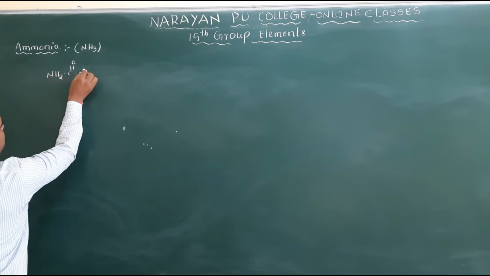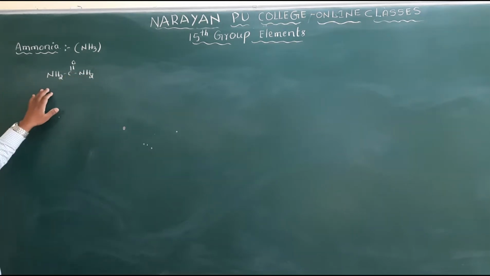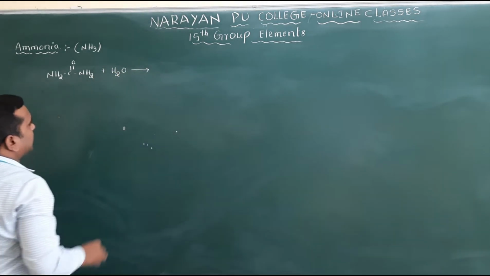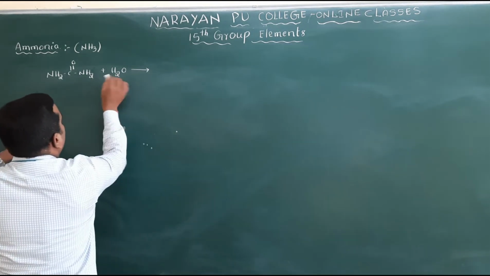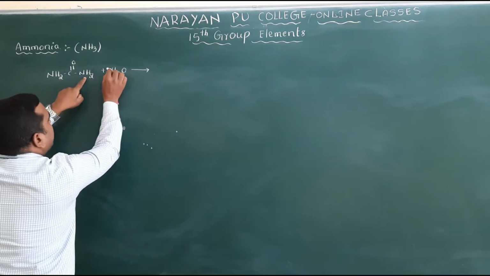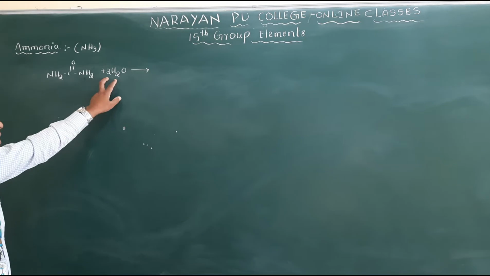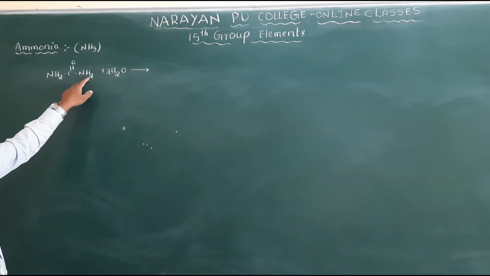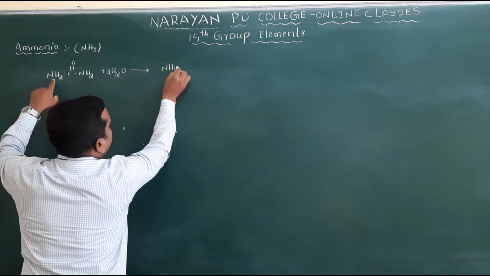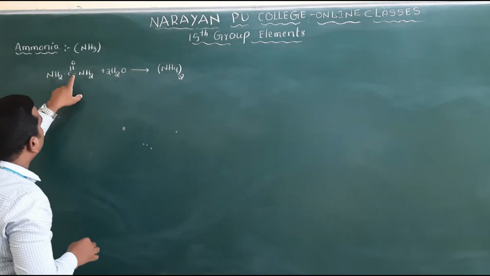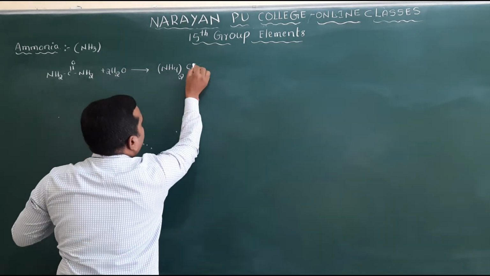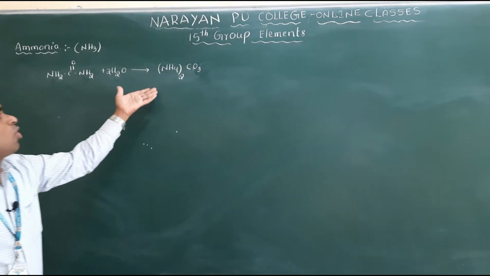NH2CONH2. This is urea, a nitrogenous organic matter. It undergoes decomposition. First it reacts with water, H2O. I have to take 2 moles of H2O, so a total of 4 hydrogens. 2 hydrogens are added to each NH2, so NH2 becomes NH4, so I write NH4 twice, and CO becomes CO3. Ammonium carbonate. Clear?